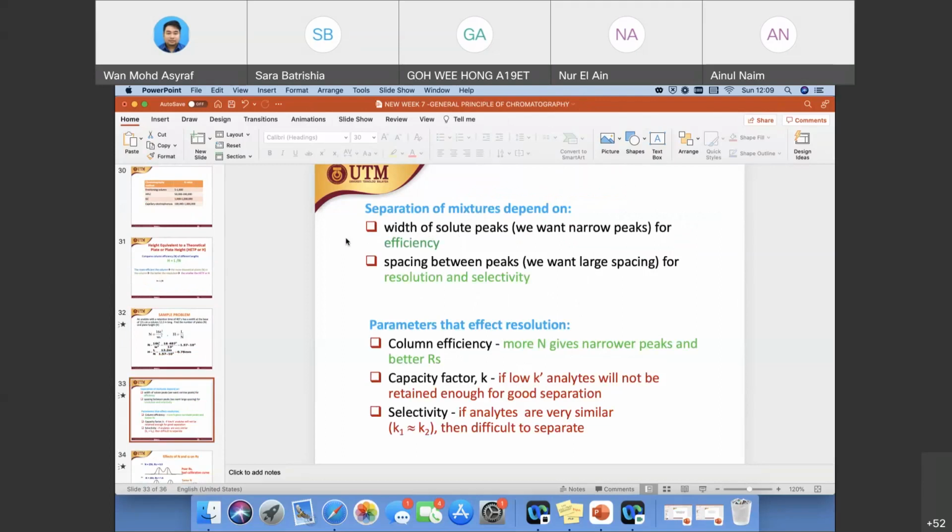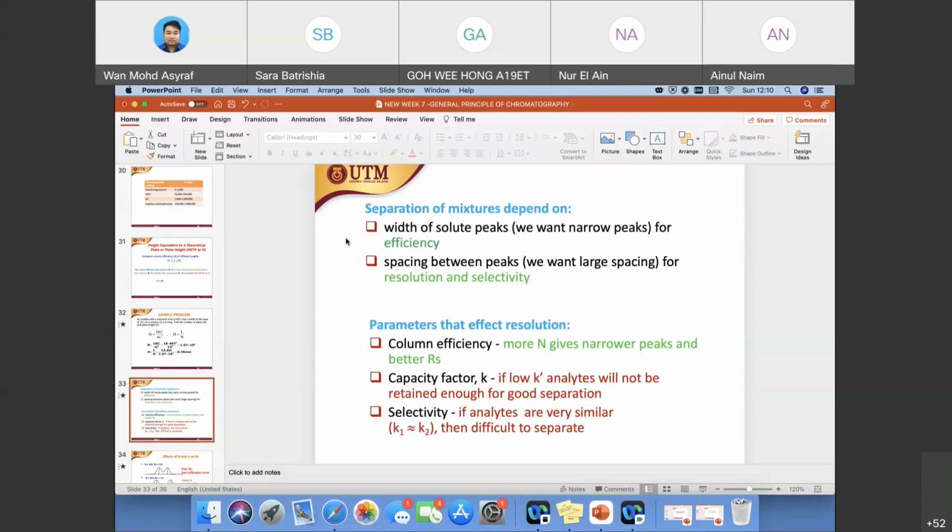Separation of mixtures would depend on the width of the solute peaks. So we want narrow peaks. We want the peak yang paling kurus lah kalau boleh. Right? We don't want the peak that is very broad. Very broad means that there is something happening inside your separation.